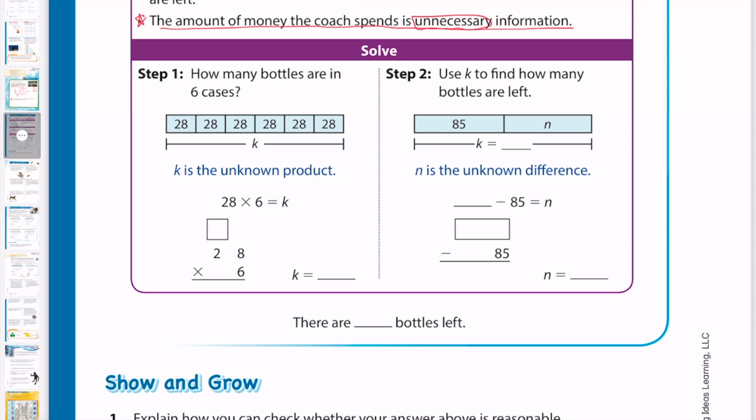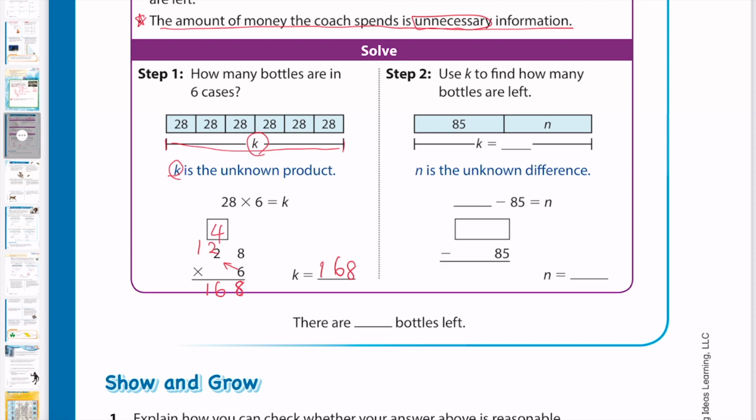Step 1: how many bottles are in 6 cases? Okay, now we are going to find. All right, so 6 times 8 is 48, right? You need to carry 4 and put the ones place here at the bottom. Now, second step: 6 times 2, which is 12. When you add them together, it's going to be 16. So the K here, how many bottles? We put K as an unknown number, right? Is what?